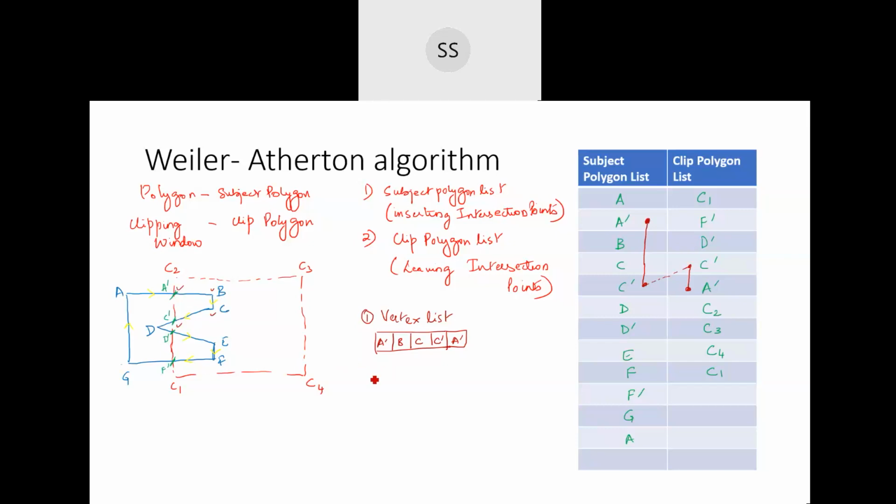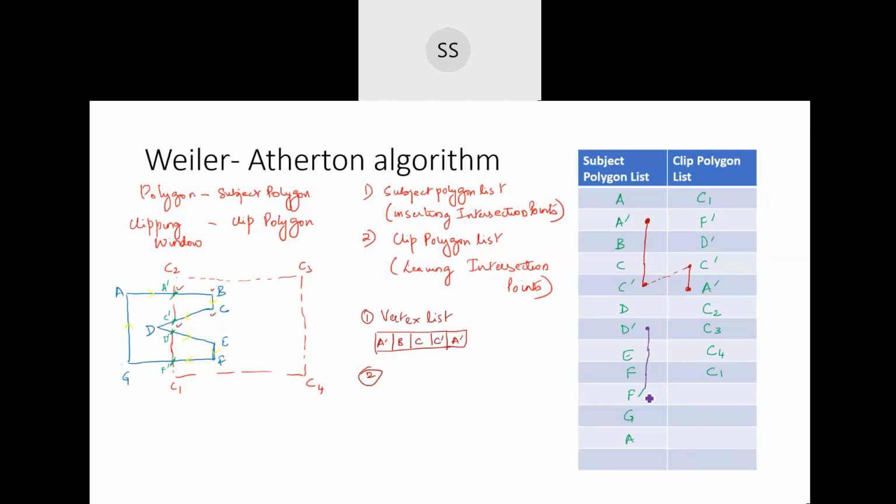Now which is the next vertex list? Again, I have to start with an edge which is said to be entering, that is, going inside my clip polygon. So if I see my edge DE, the first intersection point is said to be D dash. So that is going to be my next start point. From D dash I'm going to travel to E, then I go to F because they are all inside my polygon, so I have no problem.